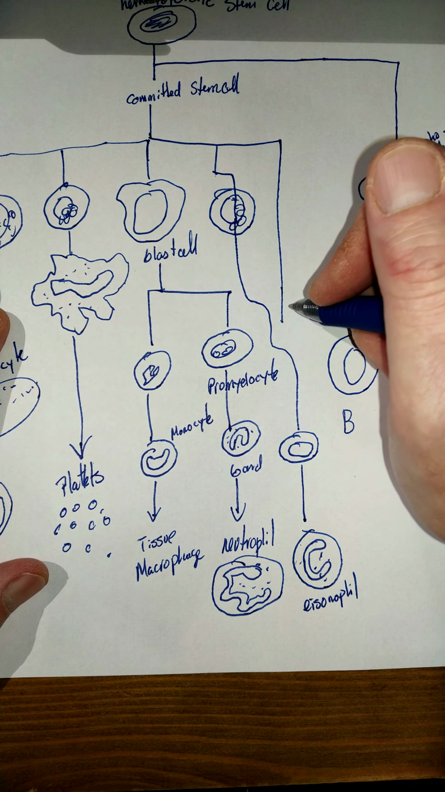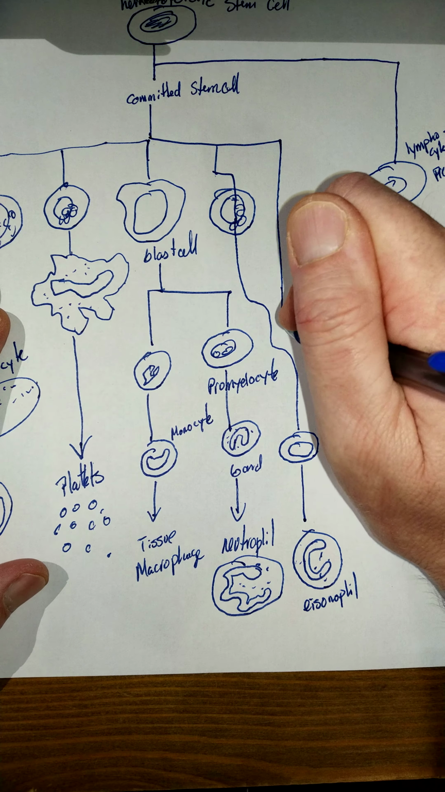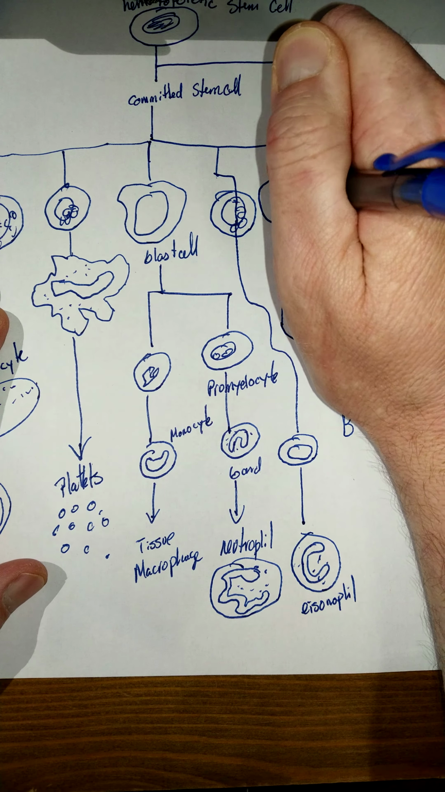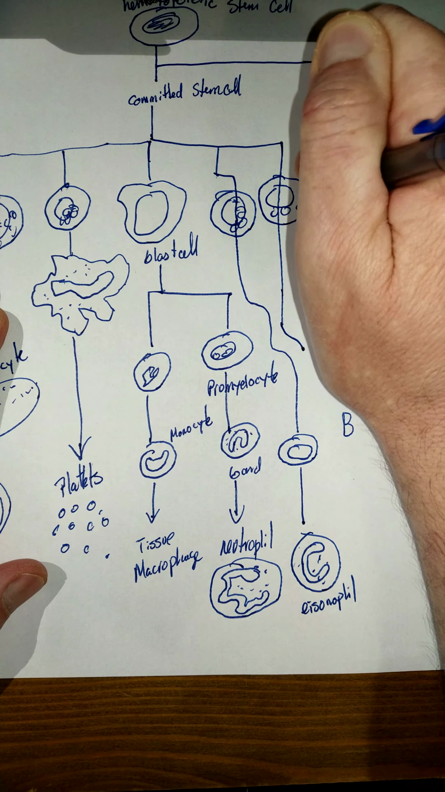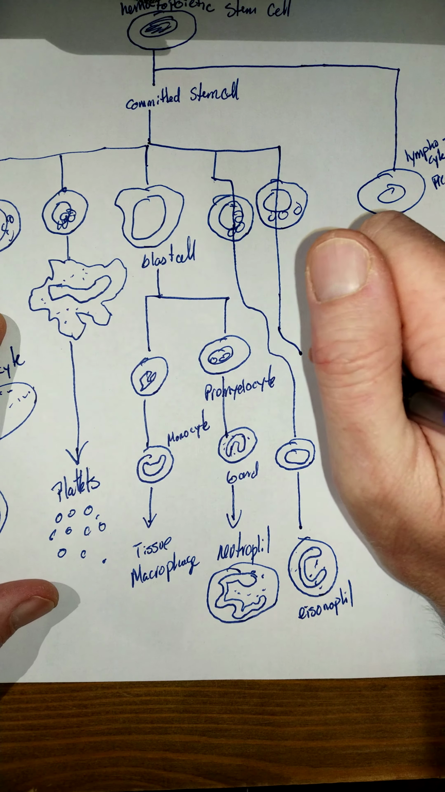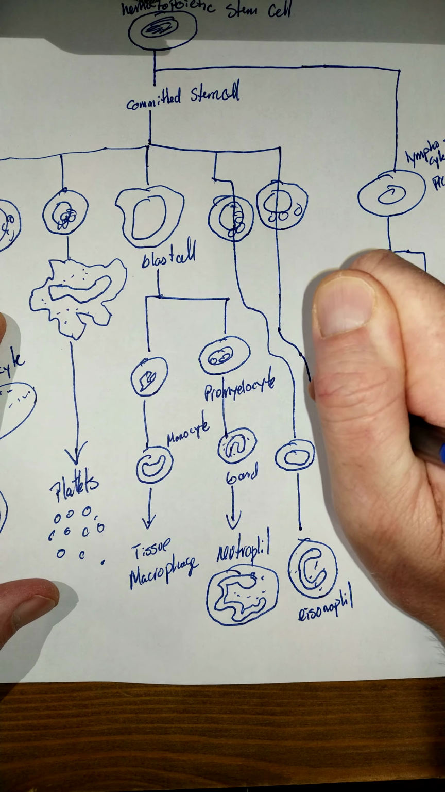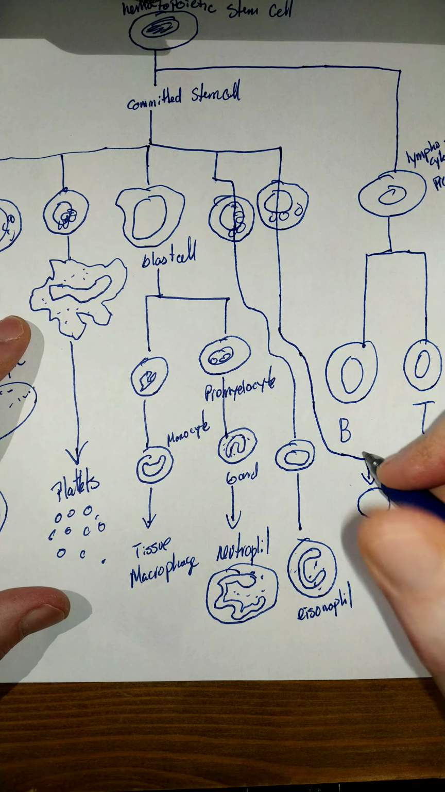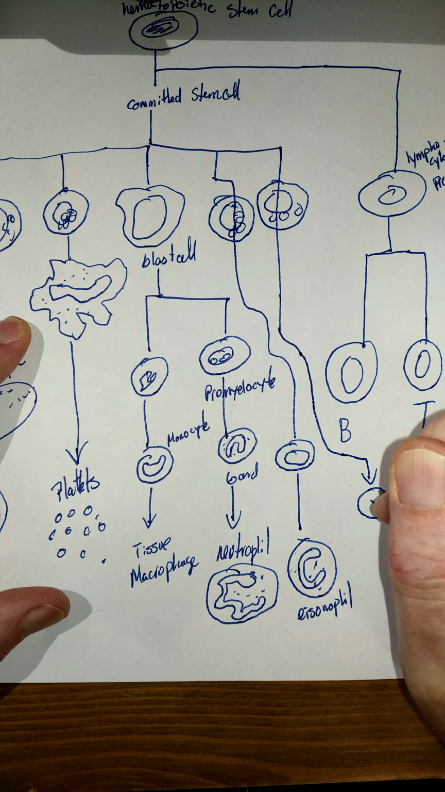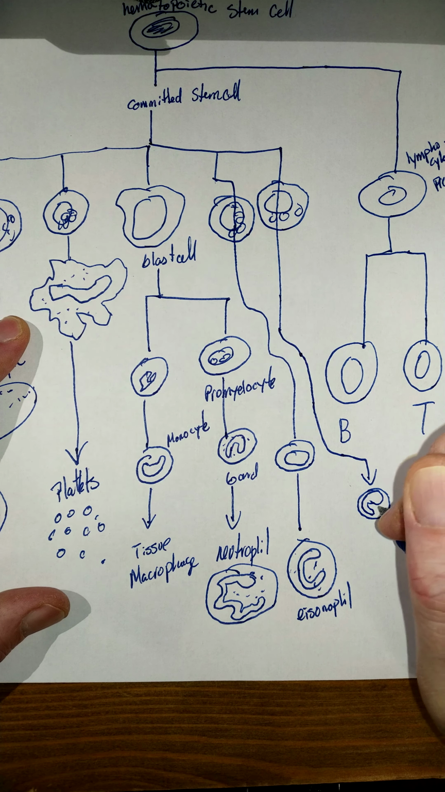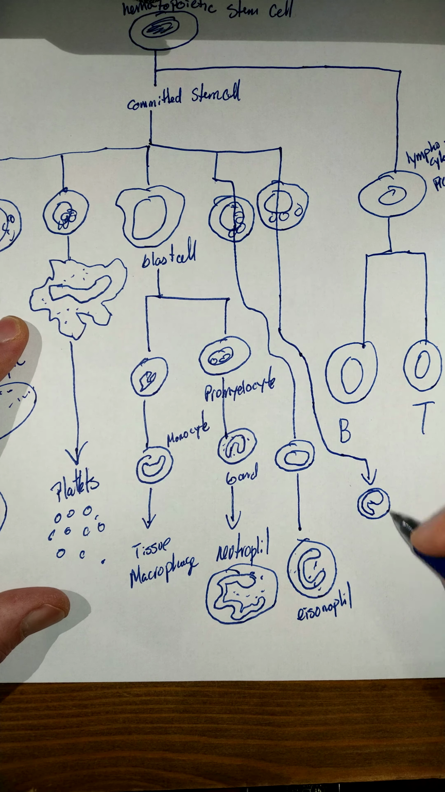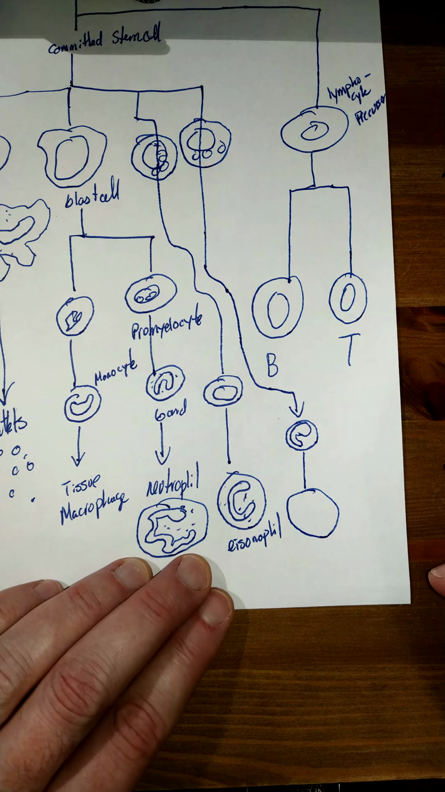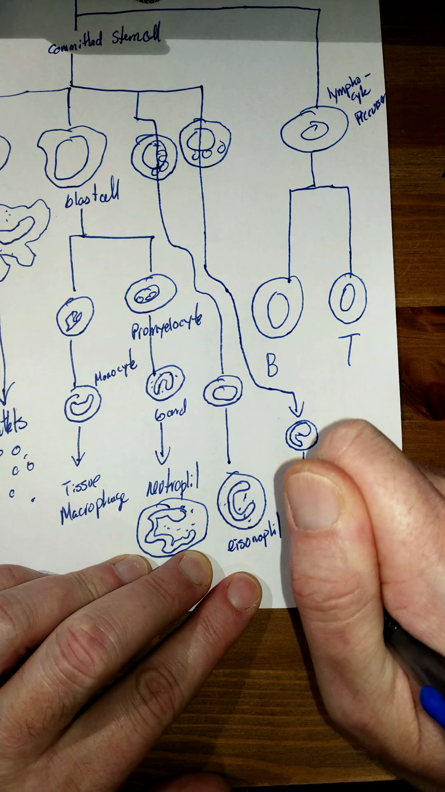And lastly, on this side, I'm going to come over here. We have this cell, and I'm just going to follow it right over to here. I'm going to give you something like this. And it's going to differentiate into, over here, what we call a basophil.